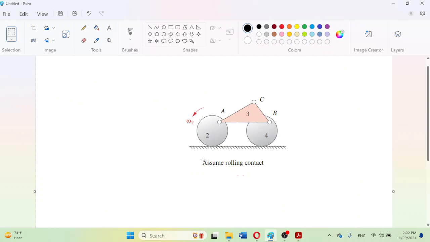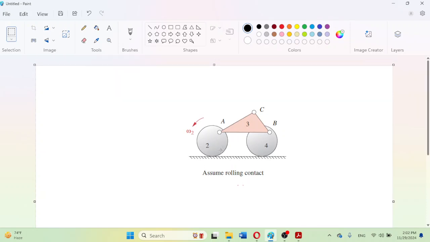As mentioned here, assume rolling contact. That means link 2 and link number 4, these two rolling wheels, are in pure rolling, meaning there is no slipping at this surface between link 2 and the ground, and link number 4 and this ground or horizontal surface.